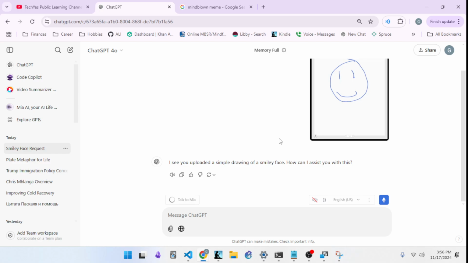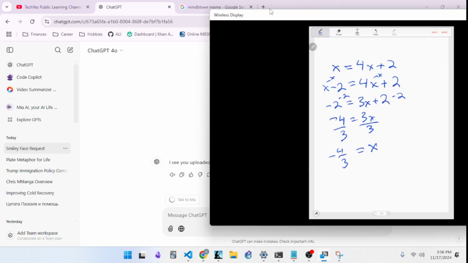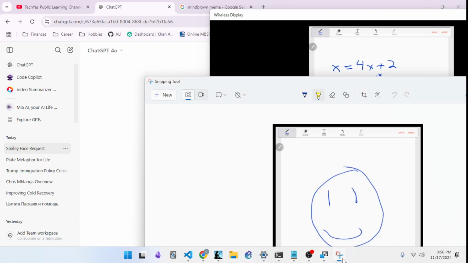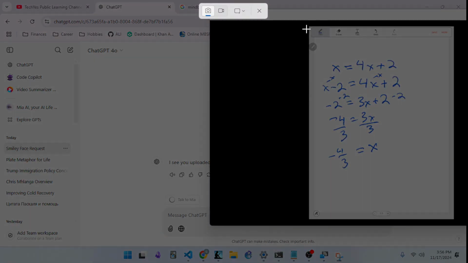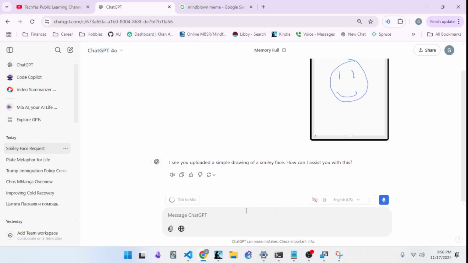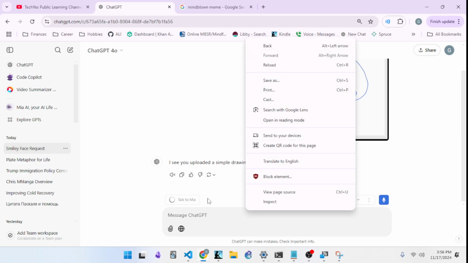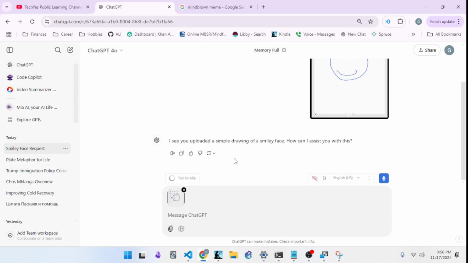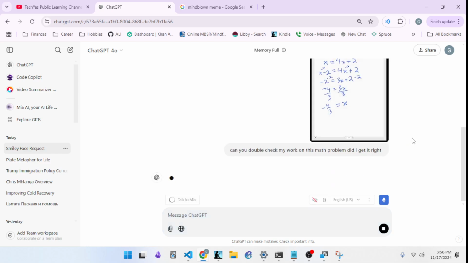So see that? Why is this the easiest time in history to learn math ever throughout human history? Because look at this. This is my handwriting. I drop it into ChatGPT. I don't even have to type because I can just use my voice. Can you double check my work on this math problem? Did I get it right? Look at this.